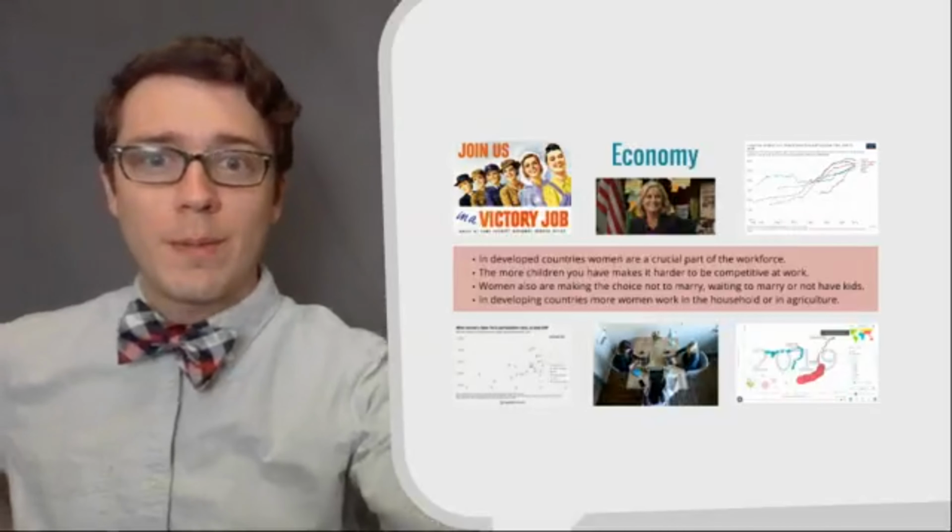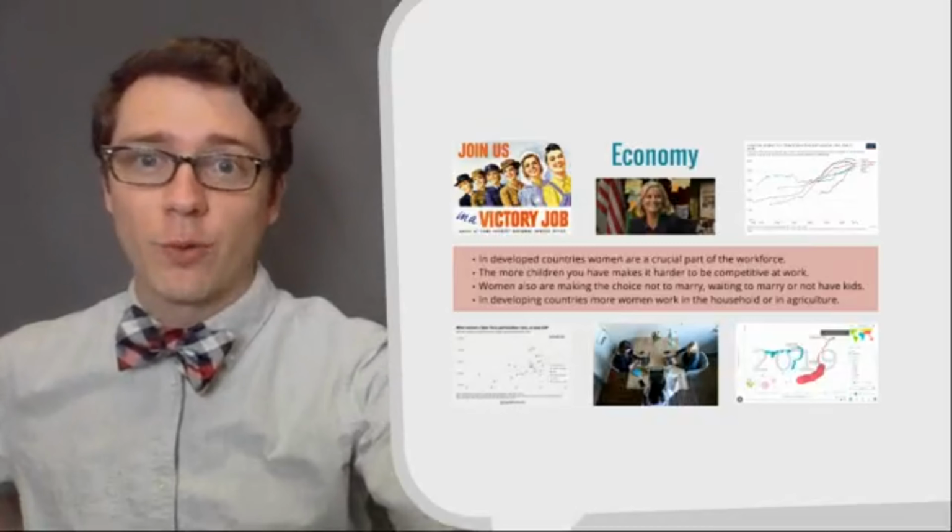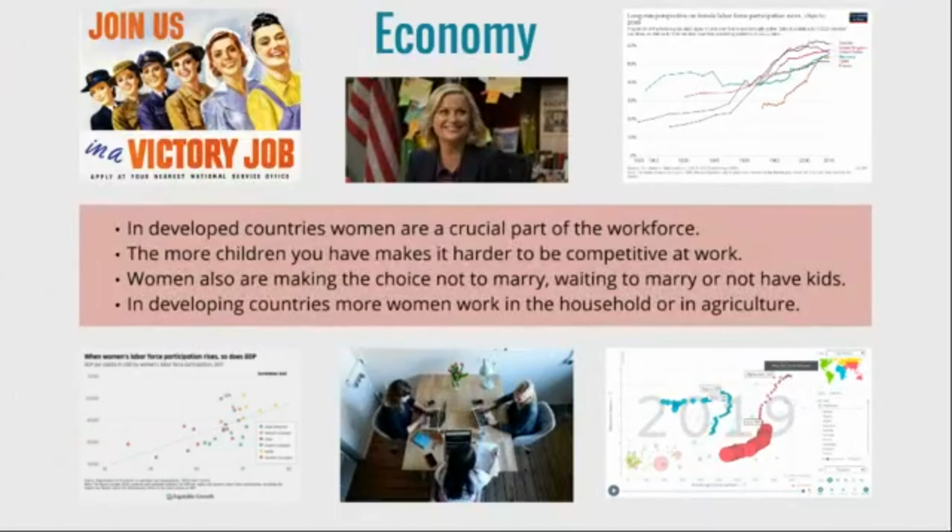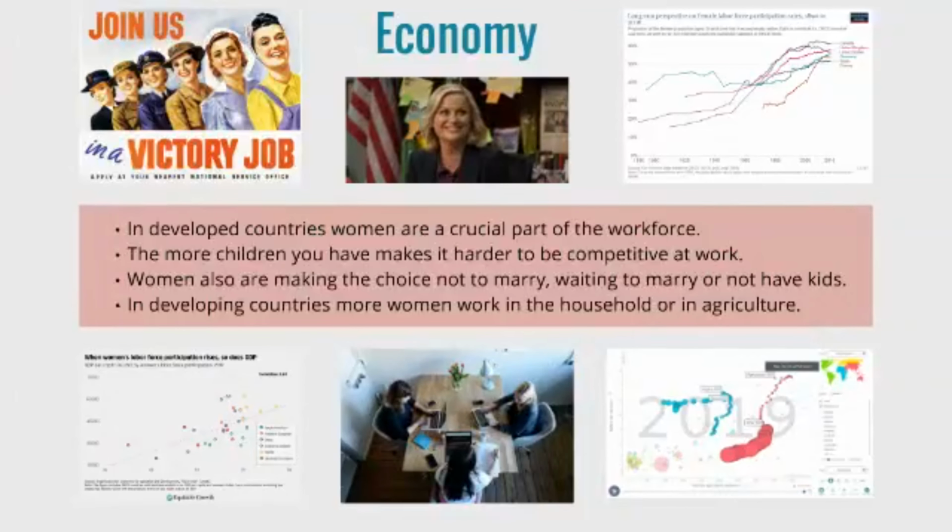Now we're going to focus on women in the economy and how that affects the total fertility rate. So in developed countries, women are a crucial part of the workforce. So women are as involved in many countries' economies as men are. And we see that that changes how many kids they're likely to have. So the more children you have, the harder it makes it to be competitive at work. So there are many reasons for this, and we'll talk about more of them during industrialization. But typically, women, when they start working, have to take some sort of time off to have children.